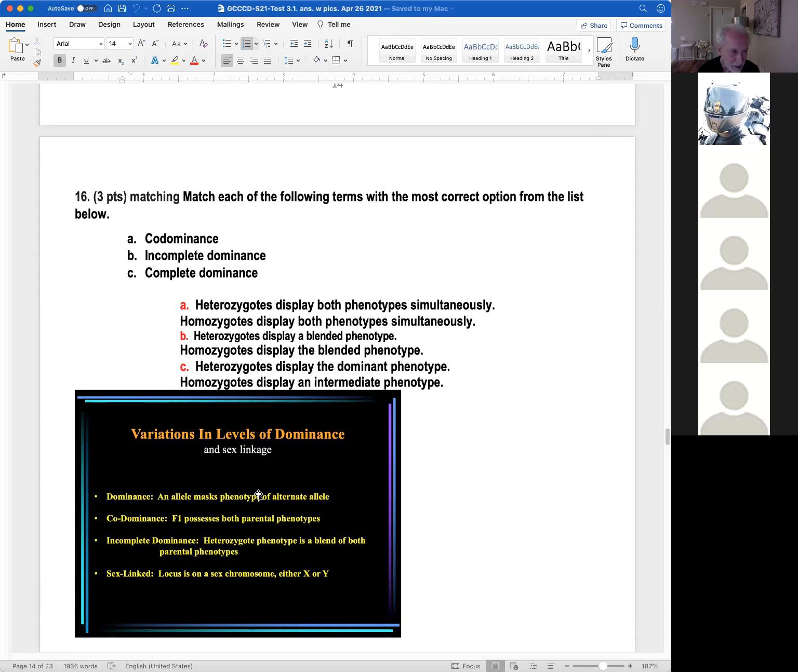Incomplete dominance is when heterozygotes display a blended phenotype. You remember the cross between a red chrysanthemum and a white one. The F1 was pink. That was an example of incomplete dominance. Complete dominance is when you only see the dominant phenotype in a heterozygote.